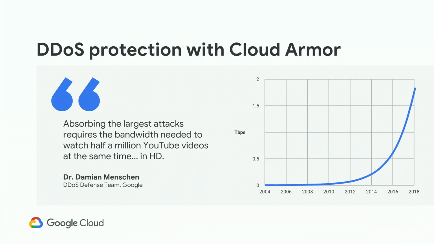Since we are talking about application delivery, securing your internet-facing apps is another important piece to that. Now this graph shows DDoS attacks on Google's own services, such as YouTube, Gmail, and Google Search. As you can see, the scale of these attacks is growing exponentially. In fact, we asked our DDoS team, what does absorbing a huge DDoS attack feel like? And this is what they had to say. It requires the bandwidth needed to watch 500,000 YouTube videos at the same time.